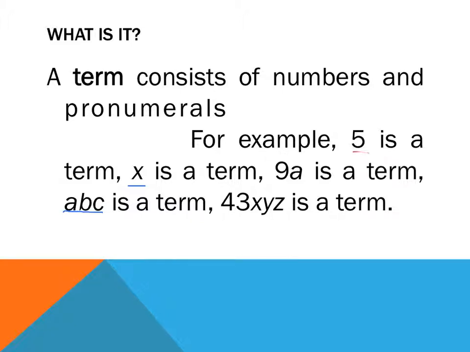This term here, 5, is a constant. So it means that there's no pronumeral, there's nothing that I don't know about it, it is simply the number 5. 9A, my pronumeral is A and it has a constant of 9. XYZ has a constant of 43, so 43 is the number in front of it. Okay, so a term can either consist of numbers and pronumerals, or just a number, or just a pronumeral.